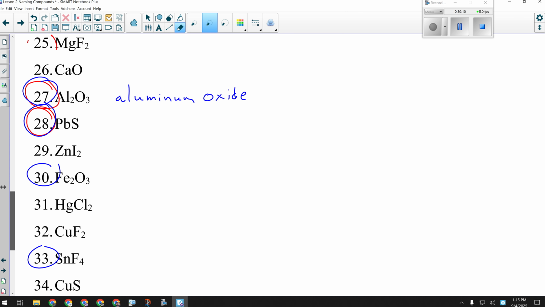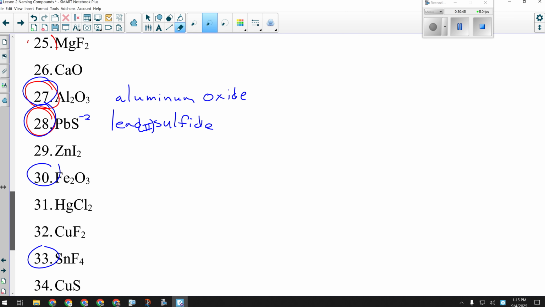All right, number 28, PbS. Okay, ionic or molecular? Ionic, lead's a metal. So lead, sulfide. Do I need Roman numerals? Yes, lead can be a 2 or a 4, so I've got to figure out which one it is. Sulfur is always -2. There's one sulfur, there's one lead. Do they have the same charge? So the charge on lead is +2. So we put the little Roman numeral in there, lead(II) sulfide.